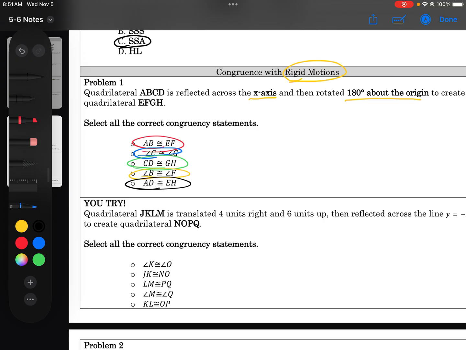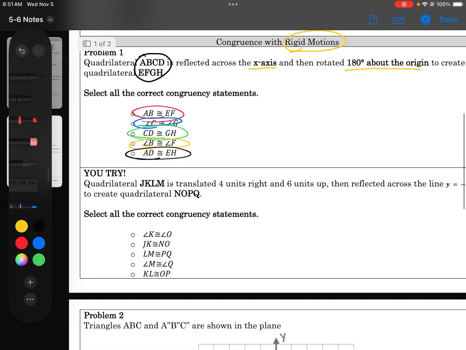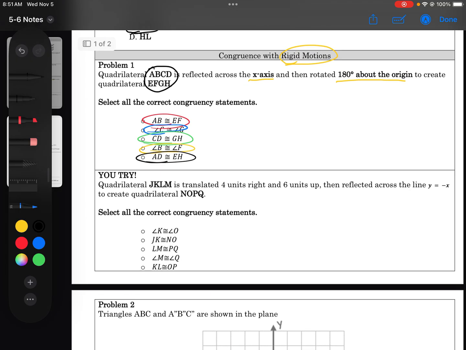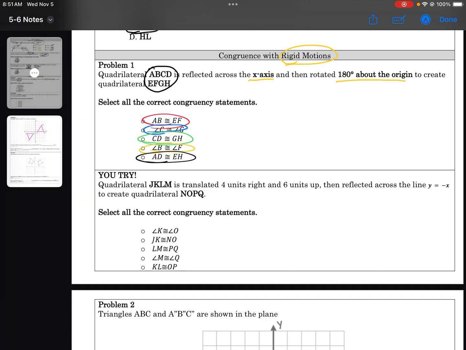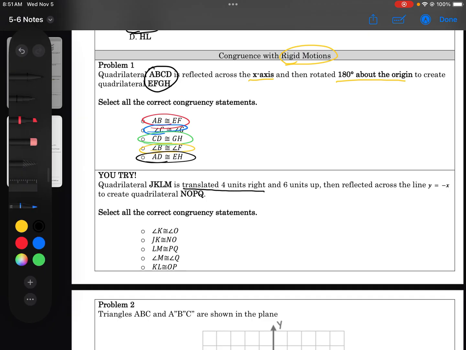Okay, remember, a rigid motion preserves size and shape. So really, we don't even care that it's being reflected or rotated. Quadrilateral ABCD is still congruent to quadrilateral EFGH. Okay, now if you pause the video and try the next one, once again, here's the answer. A translation preserves size and shape. So does a reflection. So I don't care about what's happening to the figure. I care that these two are congruent and they correspond with each other. All of the following are correct answers.